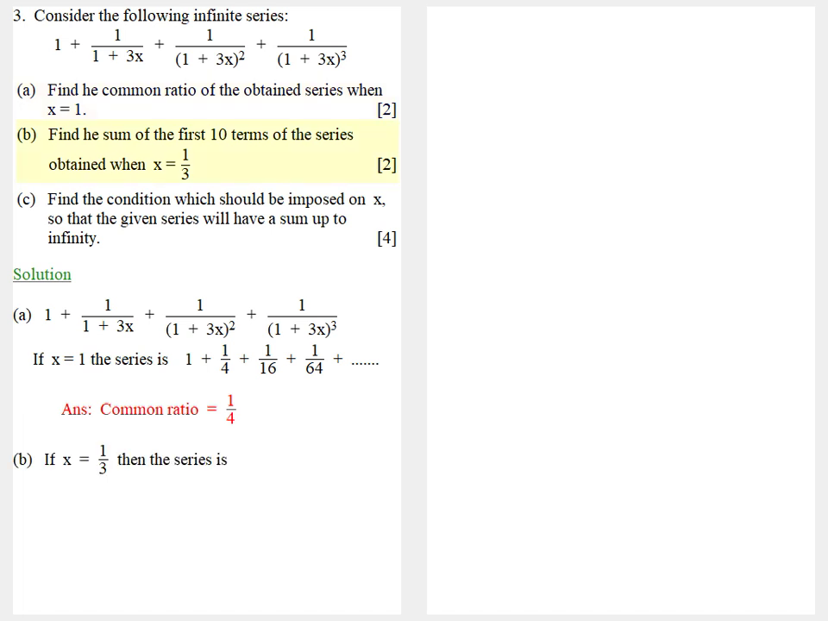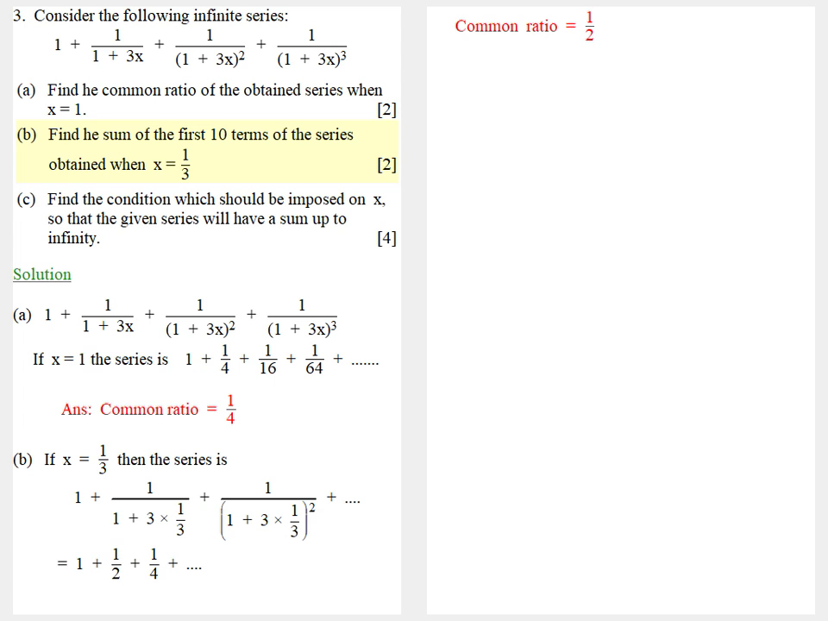In part B, we have to find the sum of the first 10 terms of the series obtained when x is a third. Well, if x is a third, the series is 1 plus 1 over 1 plus 3 times a third, that's 1 over 2, plus 1 over 1 plus 3 times a third squared, that's 1 over 2 squared, or 1 over 4, and so on. So the series is 1 plus a half plus a quarter, and so on.